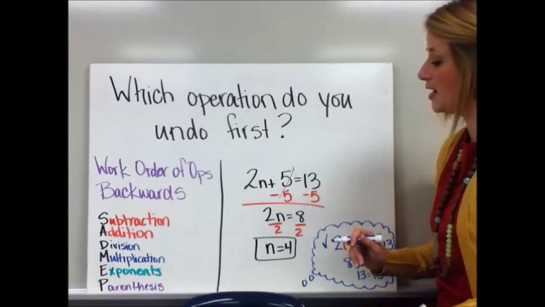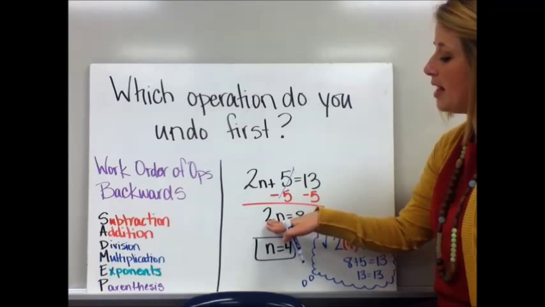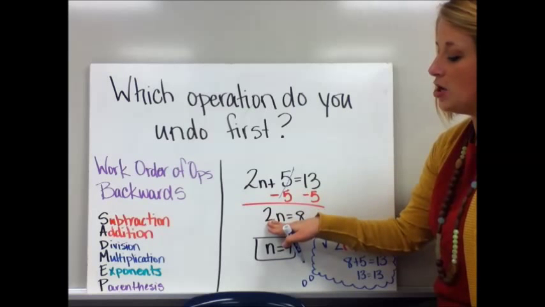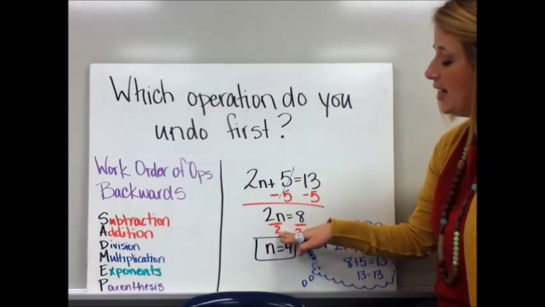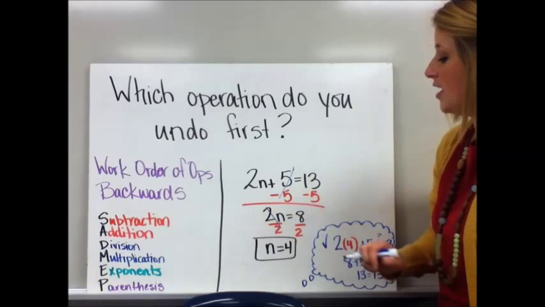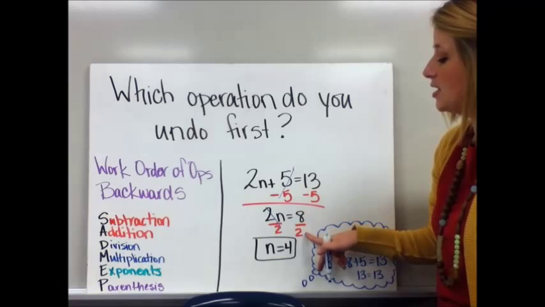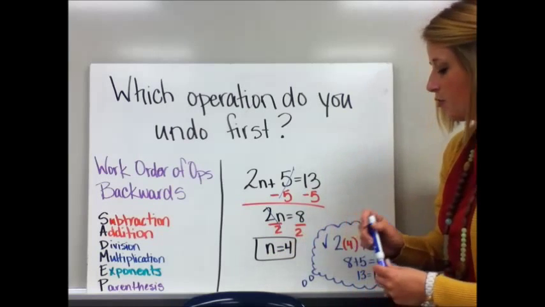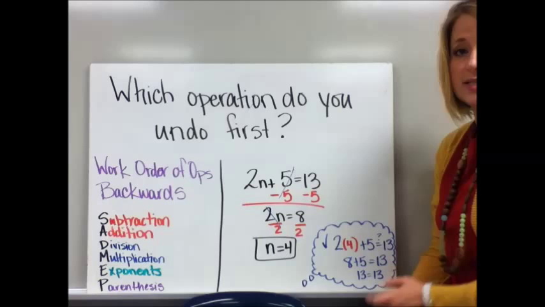And then I reevaluate it again. n is being multiplied by 2. So I'm going to undo multiplying by 2 by dividing by 2 on both sides. It cancels on the left here. 8 divided by 2 is 4. So n equals 4. Then the check is going to come in.